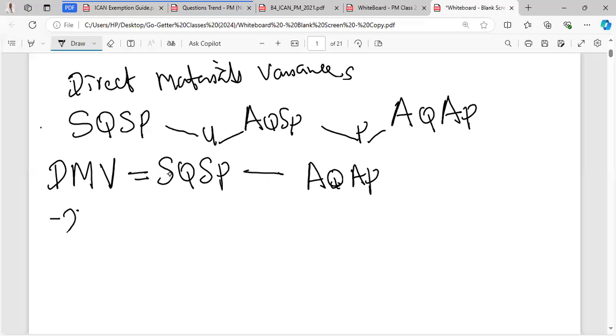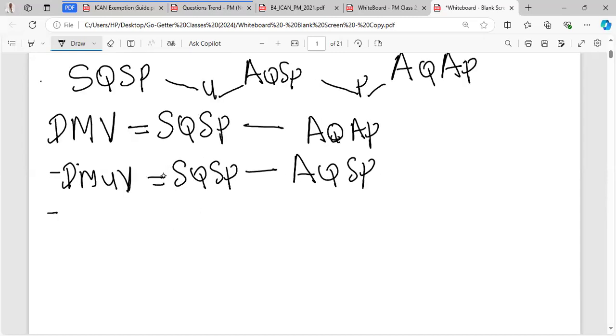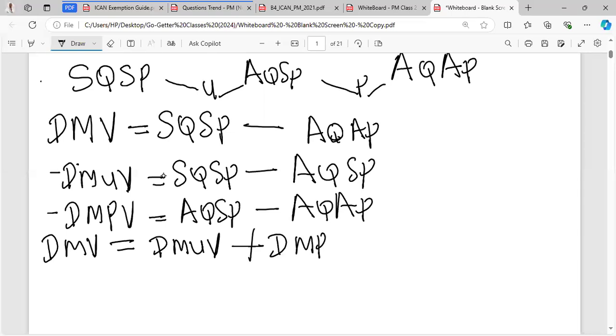So direct material usage variance is standard quantity, standard price minus actual quantity, standard price. Then direct material price variance is actual quantity, standard price minus actual quantity, actual price. And then we can also say direct material variance is equal to direct material usage variance plus direct material price variance.